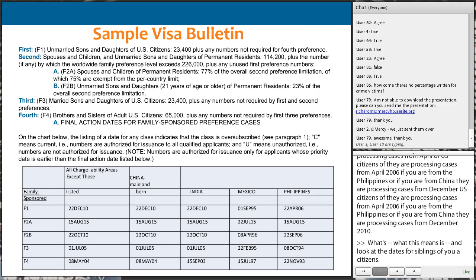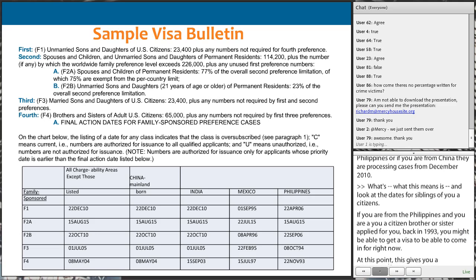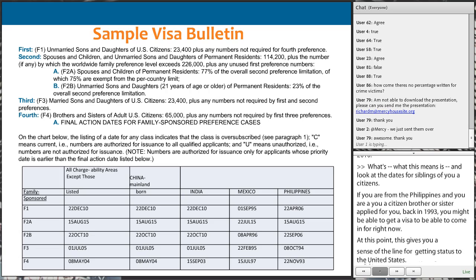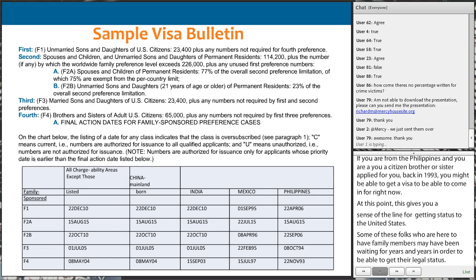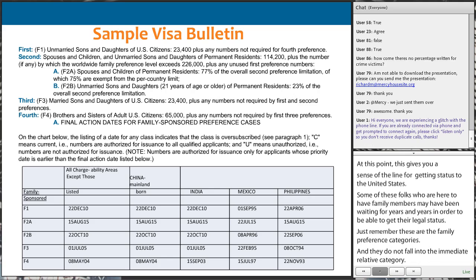And so at this point, this gives you a sense of the line for getting status in the United States. Some of these folks who are here that have family members may have been waiting for years and years and years in order to be able to get their legal status. And so just remember, these are the family preference categories, and they don't fall into the immediate relative category. And immediate relatives, like I said earlier, they don't have to wait for a visa. They just have to wait for however long it takes for USCIS to process the application.